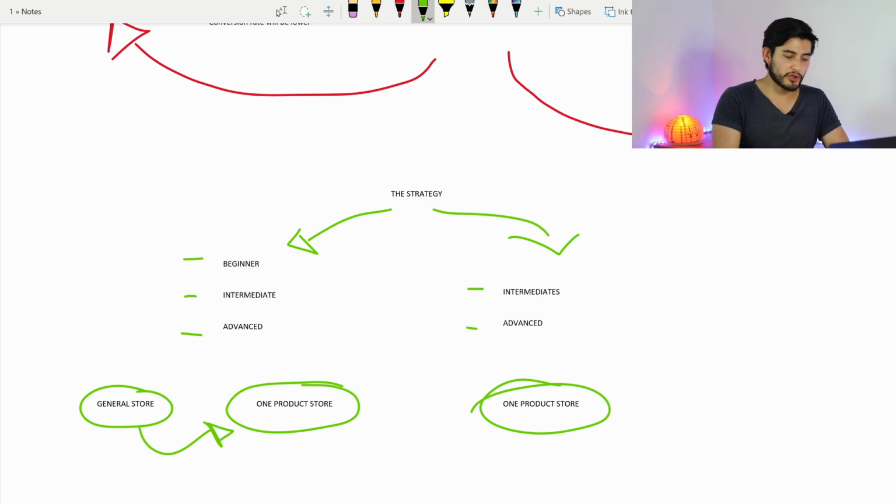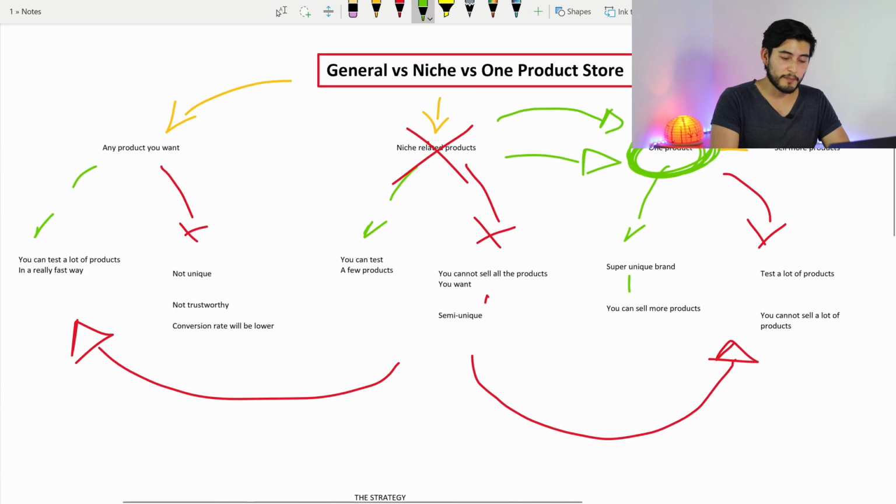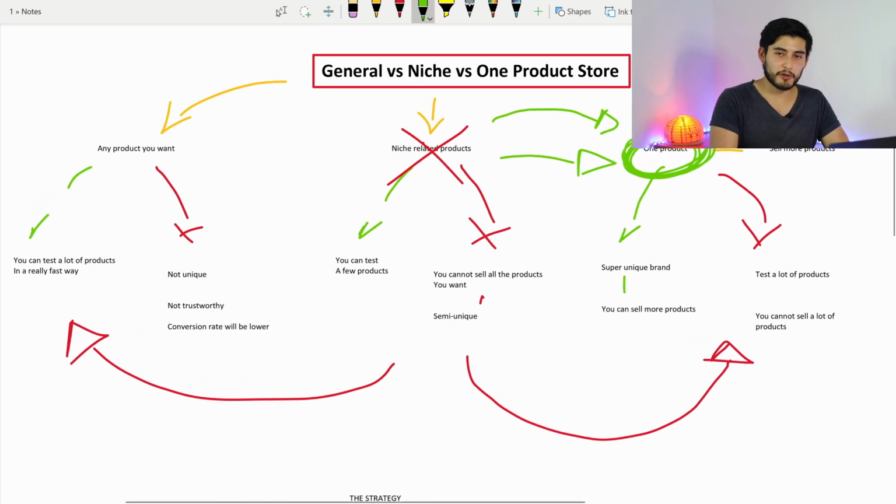So basically guys, those are the options that you have. These are the pros and cons of having a general store versus a niche store versus a one product store. Hopefully all of that made sense.